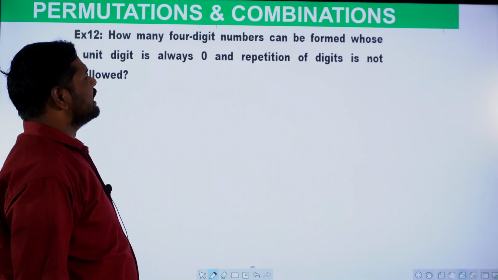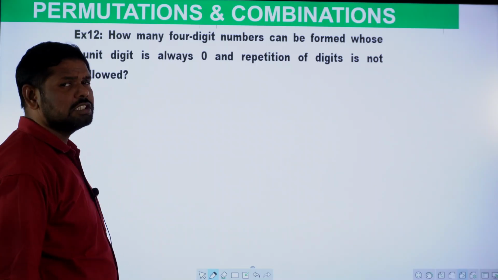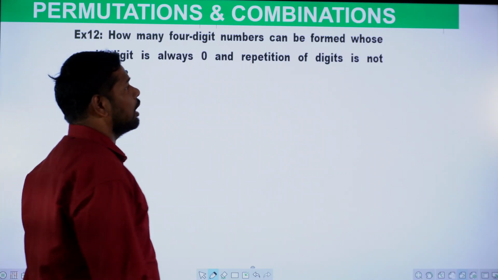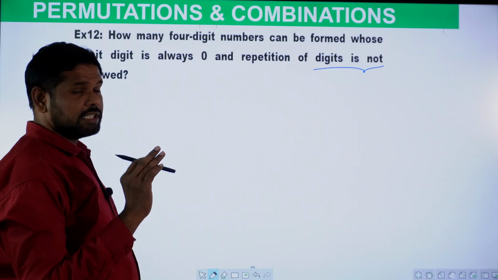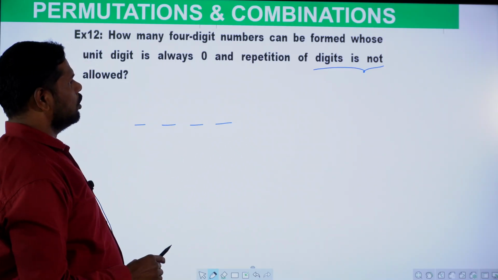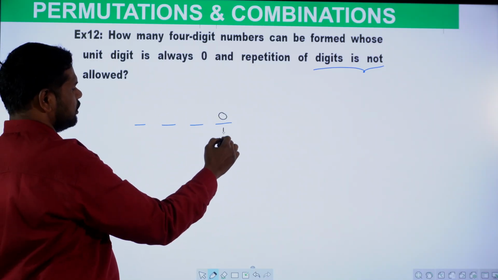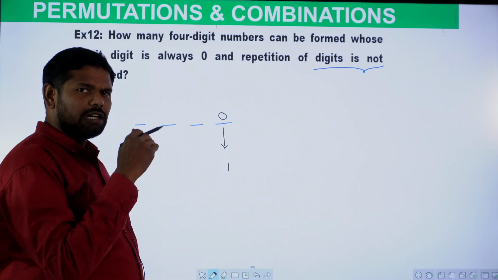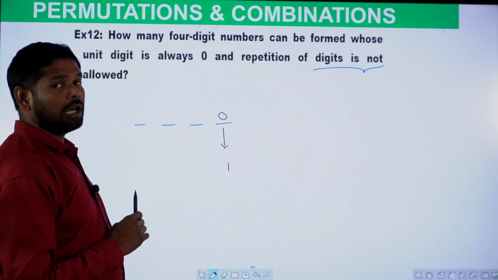How many 4-digit numbers can be formed whose unit digit is always 0 and repetition of digits is not allowed? Is this clear? We want to know the 4-digit numbers whose units digit is always 0. In how many ways is 0 given? Only one way, because that one digit is always the same 0. And repetition of digits is not allowed.